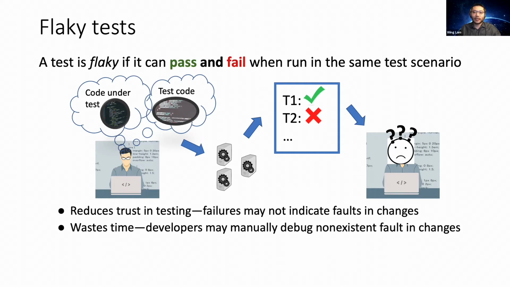The problem with flaky tests is that developers would write some code, a server would then run some tests and return the results of those tests back to the developer. If some of those tests fail, then the developer would generally go and debug the fault in the changes that they recently made. The problem, though, is that in the presence of flaky tests, the failures may not actually indicate faults in the developer's recent changes. And because of that, it reduces the developer's trust in testing.